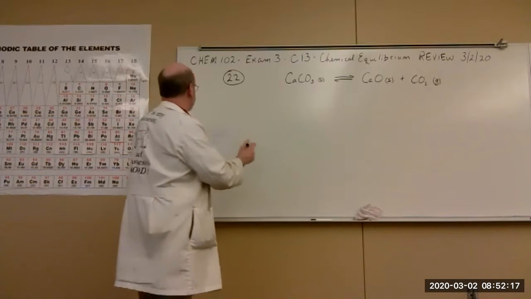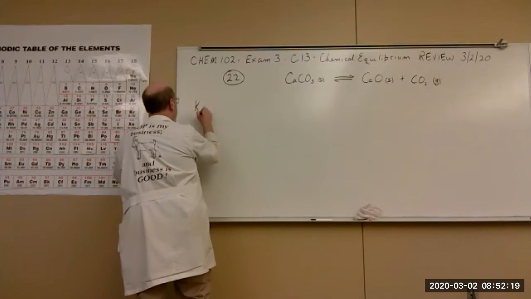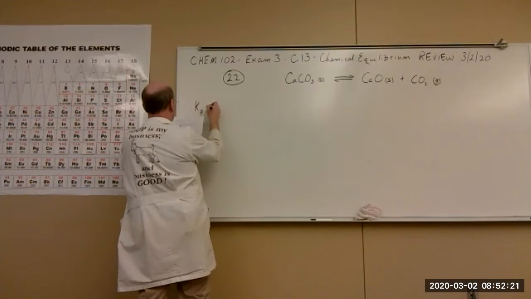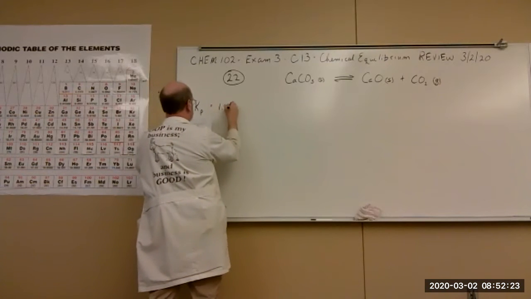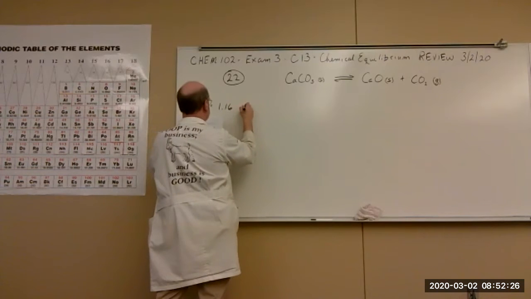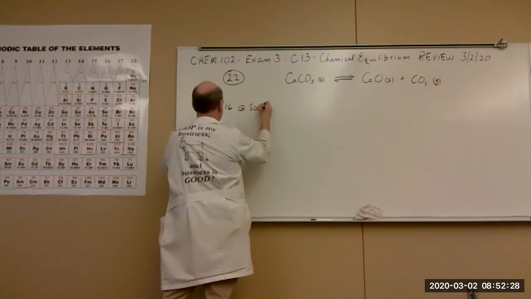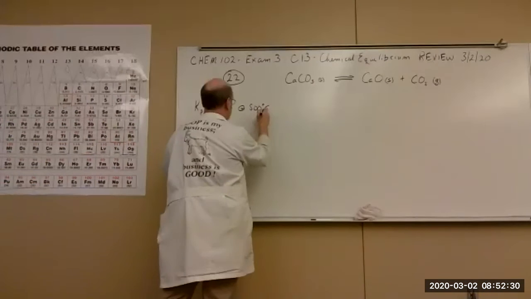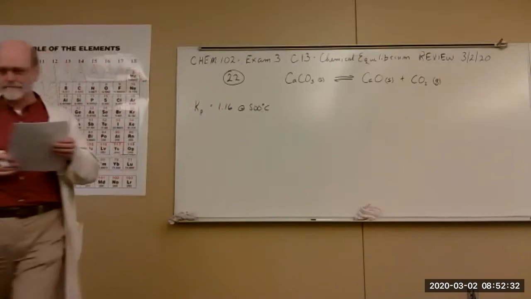Okay, let's see. KP is given. So this is in terms of pressure. 1.16 at 800 centigrade. Okay.